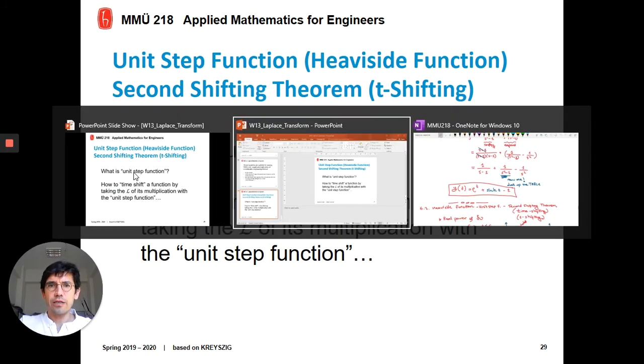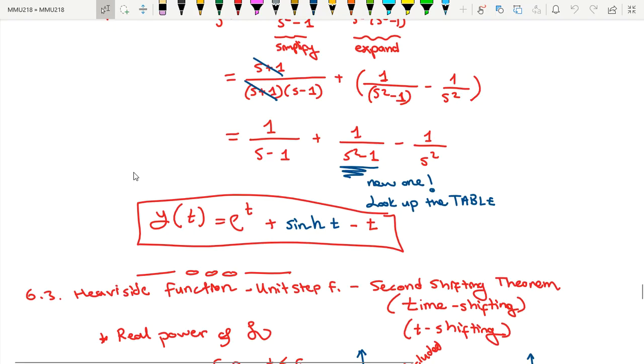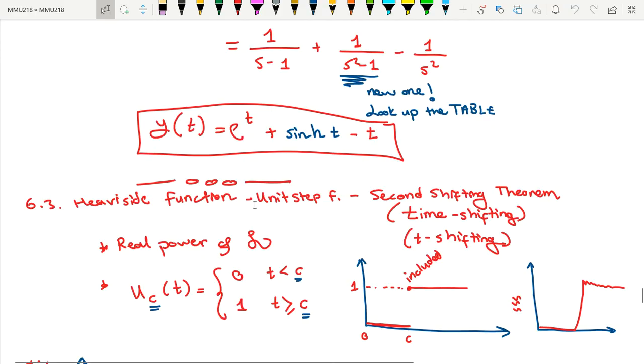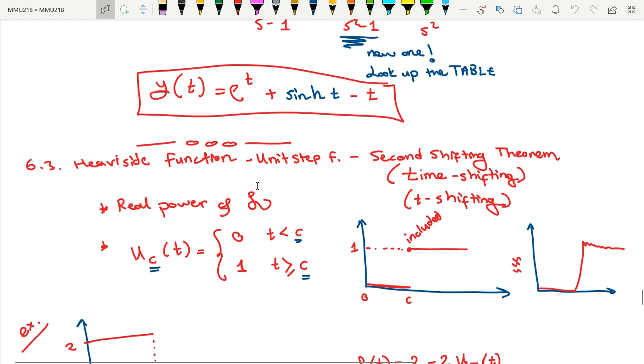So let's see what a unit step function is. It's also called the Heaviside function, and it's also called the second shifting theorem. Why is it second shifting? The first shifting theorem was in the frequency domain, and it was called s shifting. Here we call it t shifting, or time shifting, if we name t as time. So this is where the real power of the Laplace transform appears.